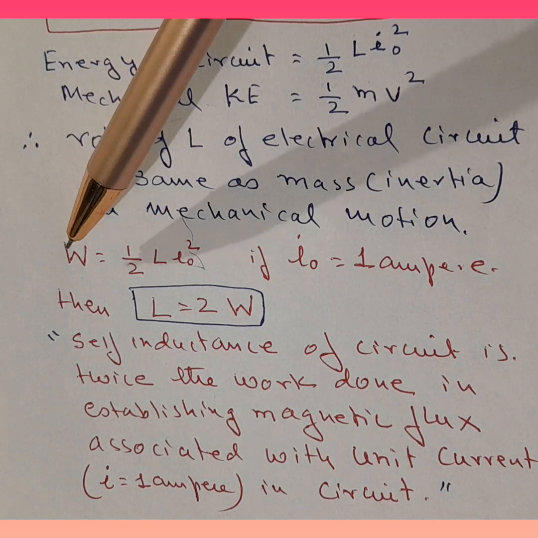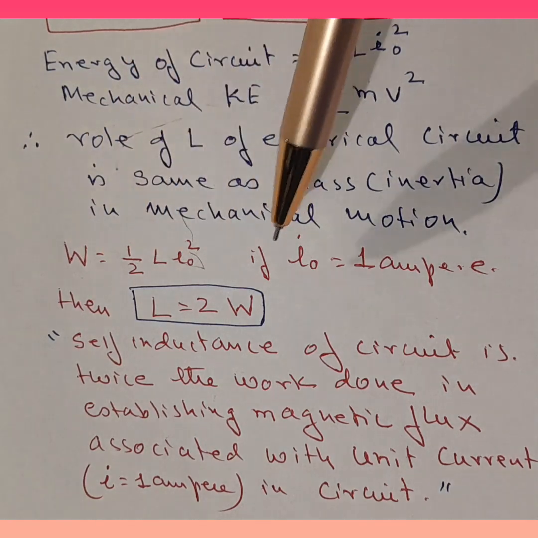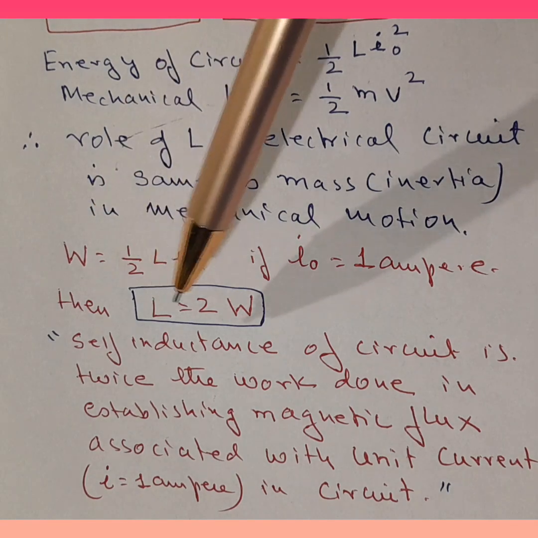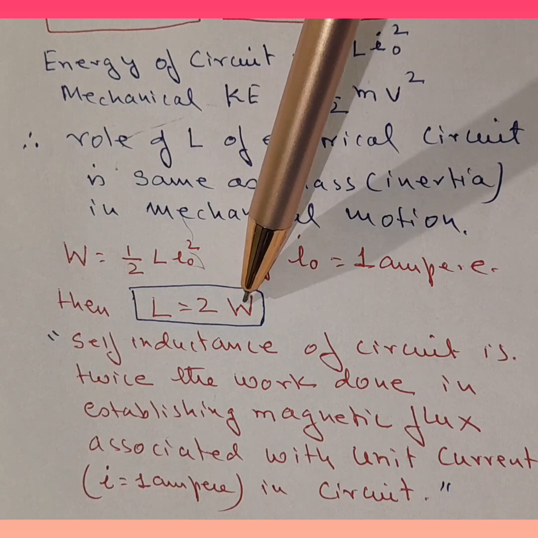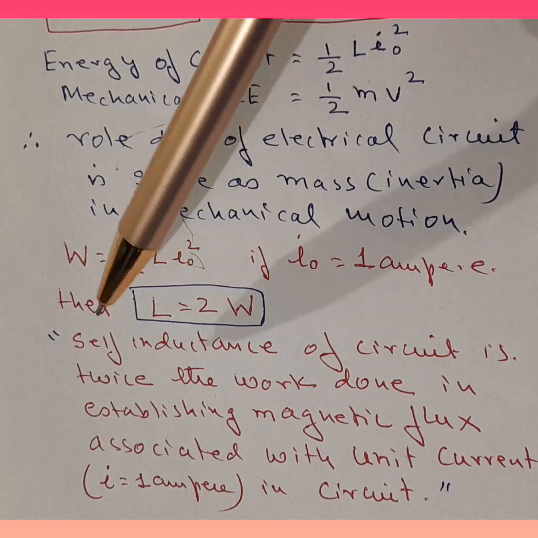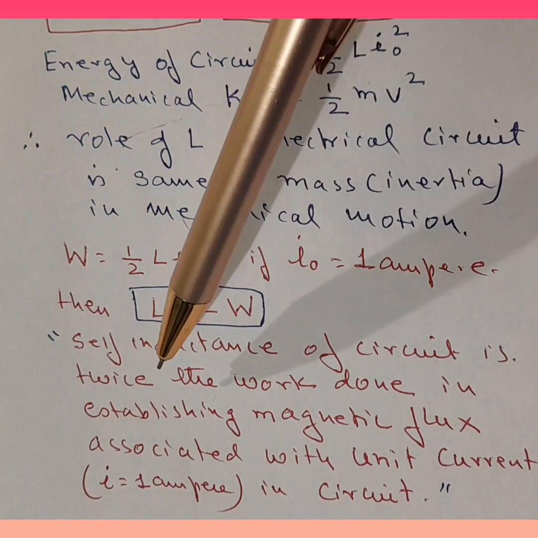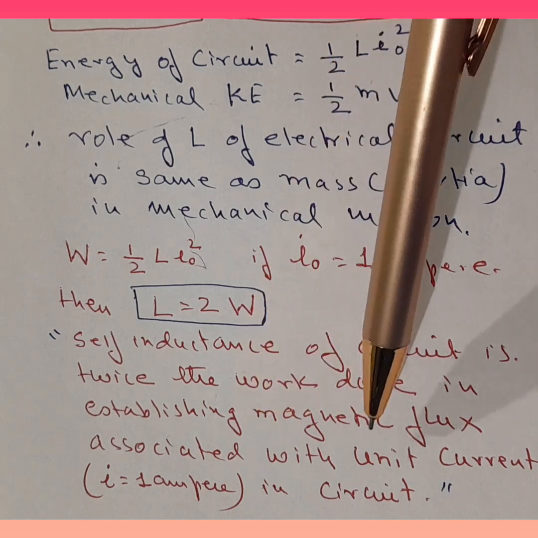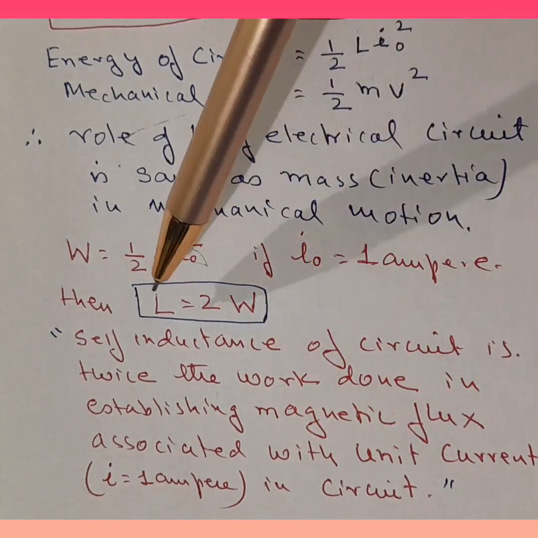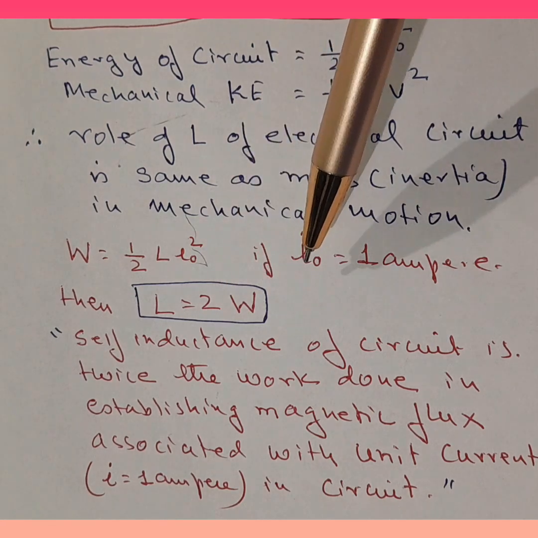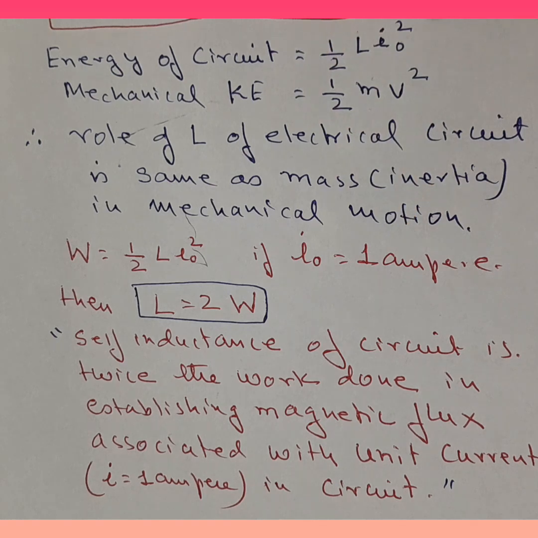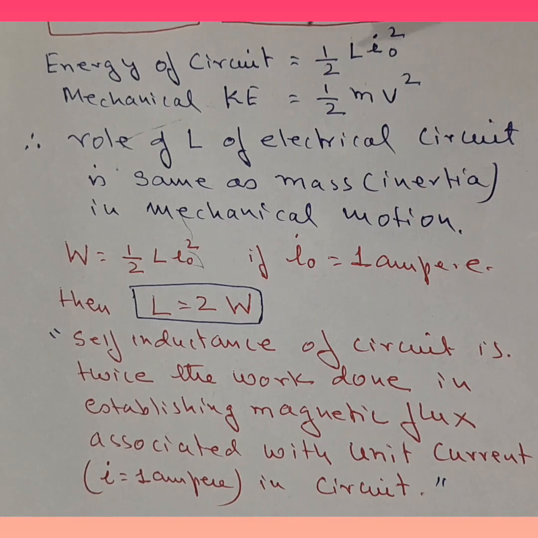Again, we know this formula. If we substitute I0 as 1 ampere, alright, so L becomes twice the work. So self-inductance of a circuit is twice the work done in establishing magnetic flux associated with unit current in the circuit. So L is equal to twice the work if I0 current is 1 ampere. Alright, so these are the things. So again, the formula for energy of the circuit has to be kept in mind, which is half L I0 square. Alright.